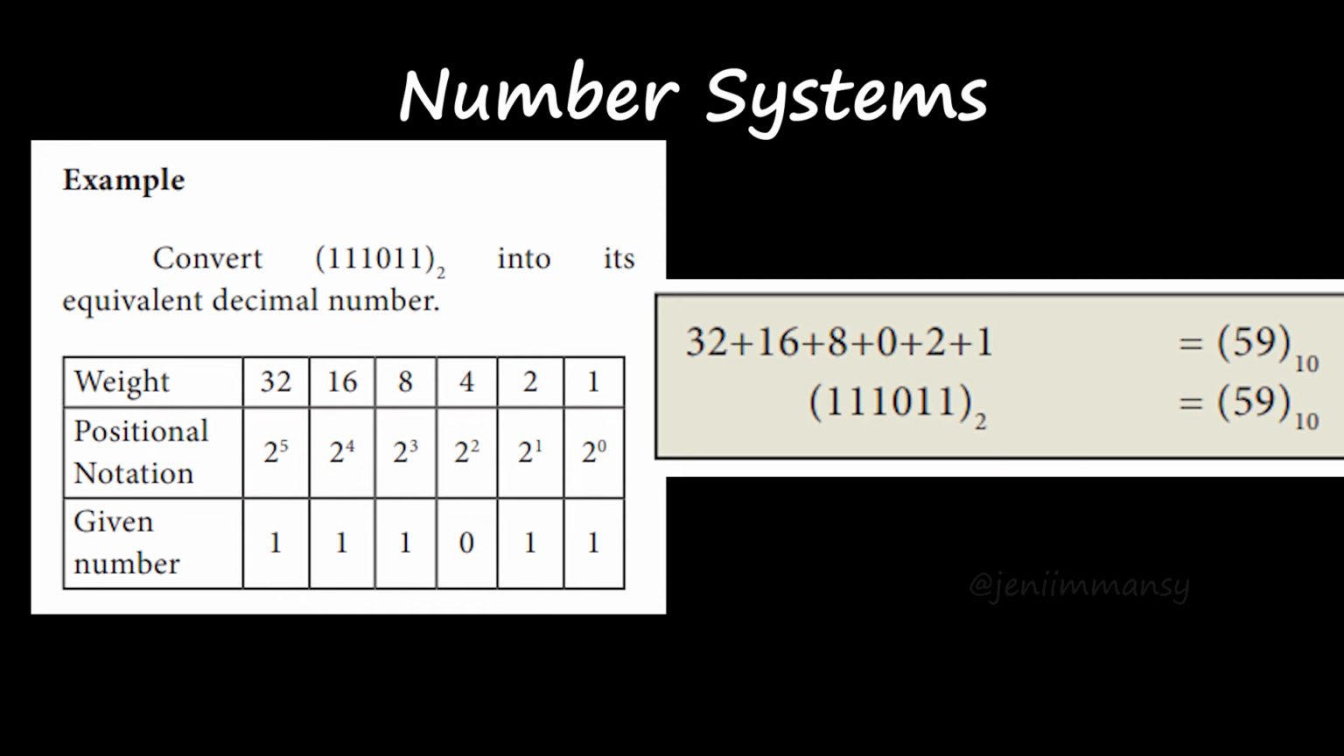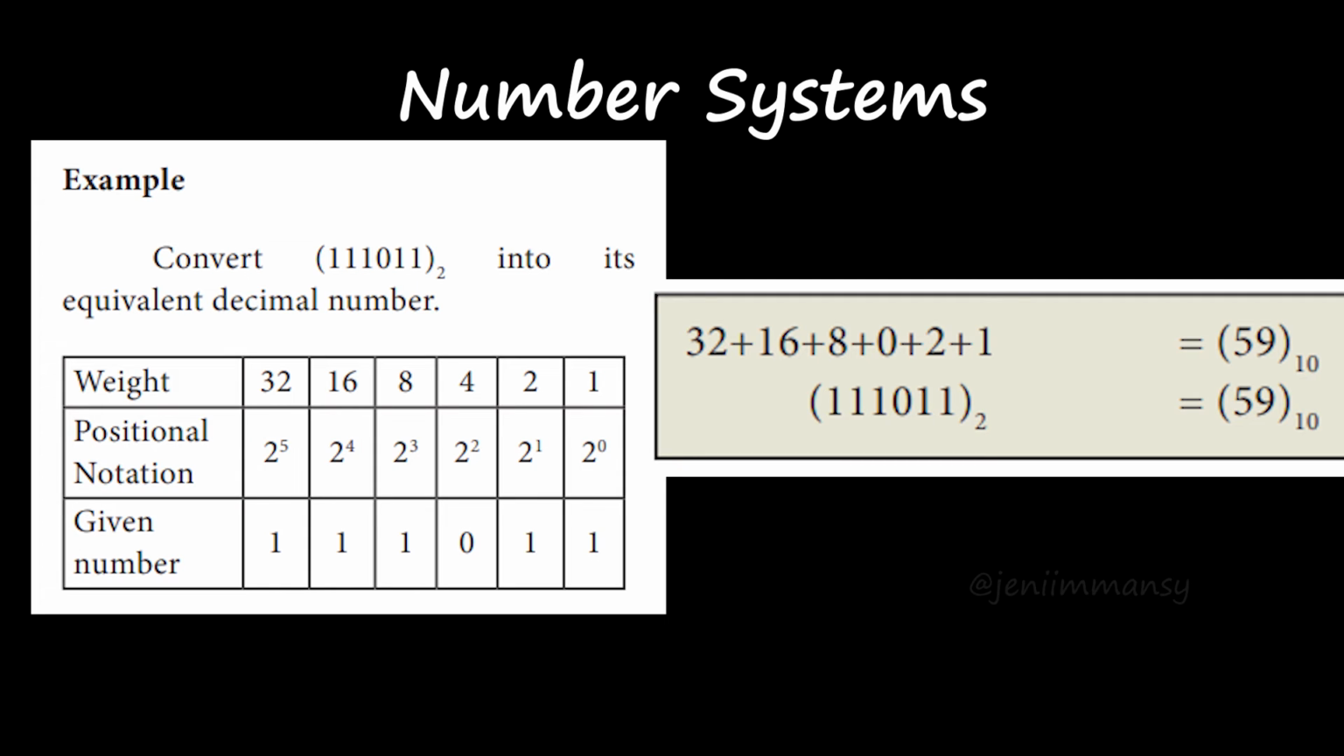Any value power 0 is 1. Any value power 1 is the same value. So 2 power 1 is 2. So if the digit is 0, you multiply it with 0 and the value becomes 0. If it is 1, you multiply with 1 and you will get the answer there. And at last you will add all the values and you will get the decimal value. Okay, so this is the method to convert binary to decimal.